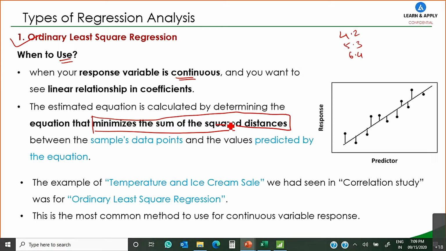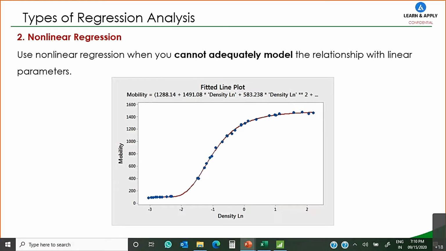The example which we had seen, temperature and ice cream sale in the correlation study, falls in this category of ordinary least square regression. This is the most common method used for a continuous variable response. Okay, so let's go fast through the remaining types of regression analysis. The second is non-linear regression analysis.